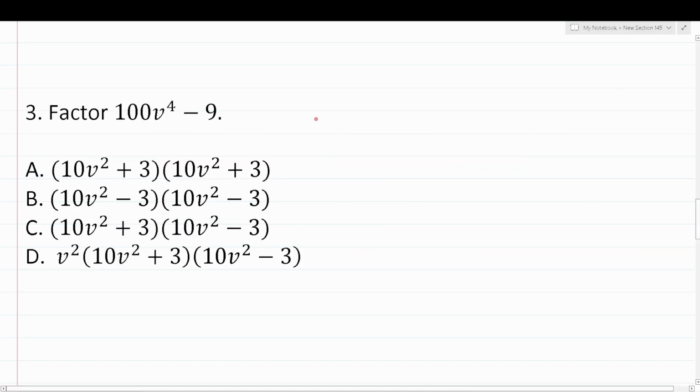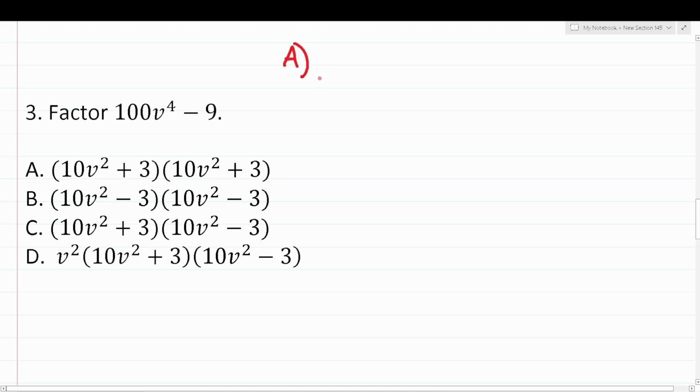All right, so number 3 says factor 100v to the fourth minus 9. And if, like me, you're looking at that and saying, how in the world do I factor that? You always have to keep in mind that the ASVAB and PiCAT are multiple choice tests. So you can simply expand your answer choices by multiplying your polynomials together. And in doing so, you'll figure out which one is correct. So with all that being said, let's go ahead and start expanding our answer choices.